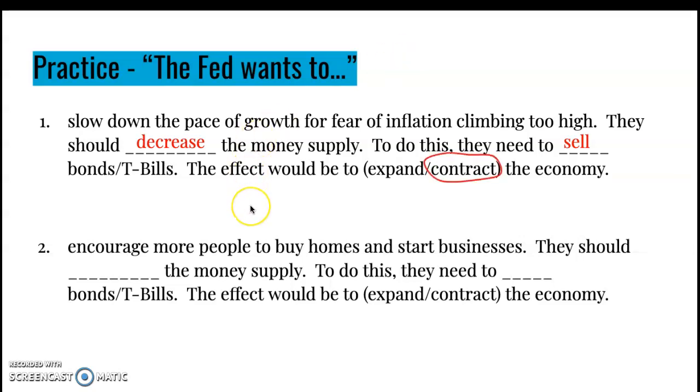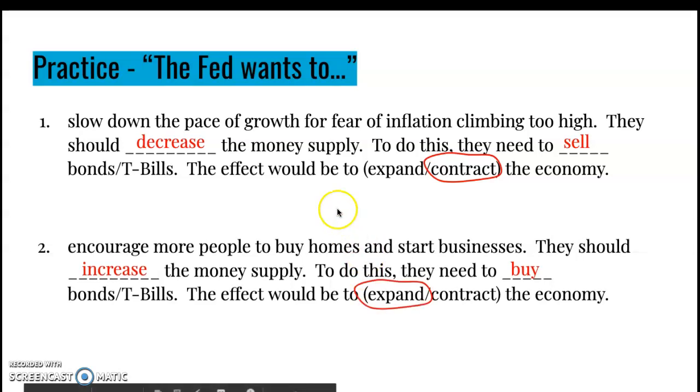Okay, this one's obviously the opposite, but let's talk through it. The Fed wants to encourage people to buy homes and start businesses. So if we need people to buy, they've got to have cash. How do we get cash out there? If we want to build the economy, we have to buy. We'll get the money supply to go up. We do that by, again, purchasing those government checks back from the public and giving them the cash instead. That helps to expand the economy.